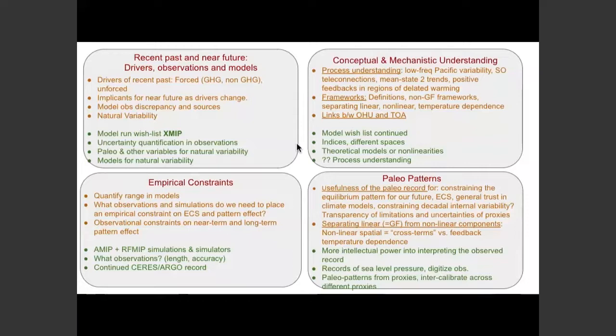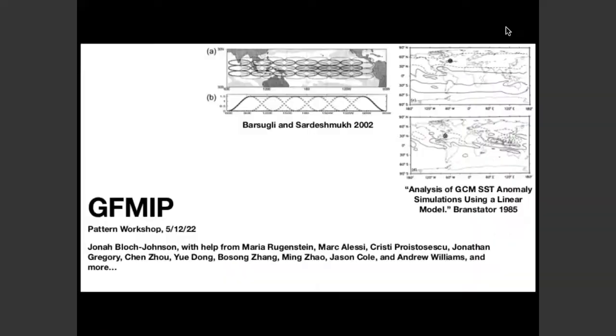So we've got a short break, a 10-minute break, until 15 past. Or a 10-year break until the next workshop if you're not hanging around for the GF-MIP discussion, which I encourage you to do. Okay. Thank you guys for sticking around for this discussion.